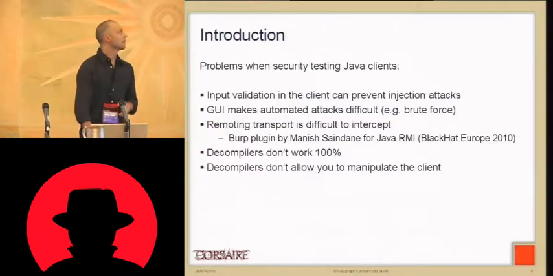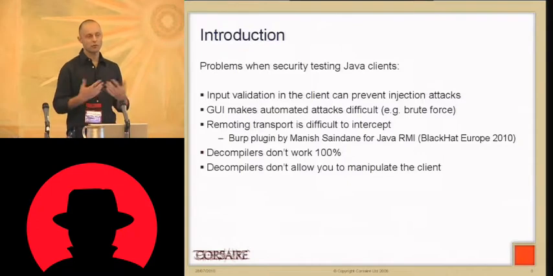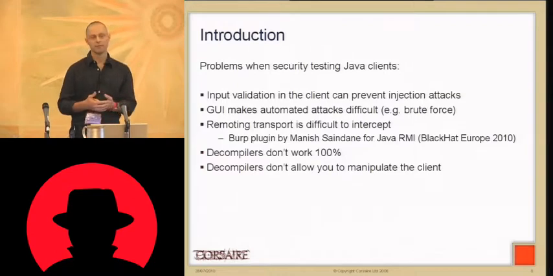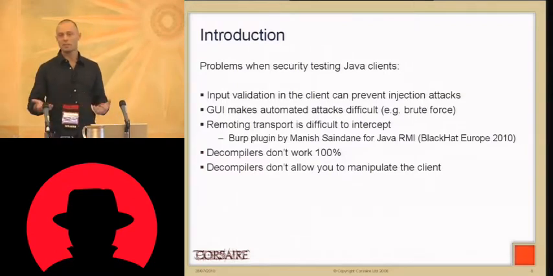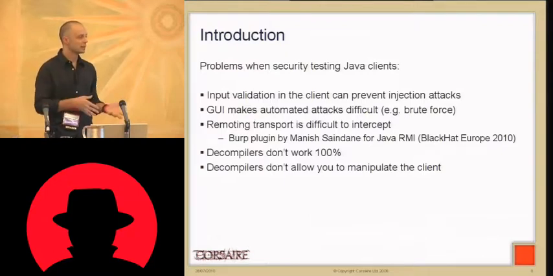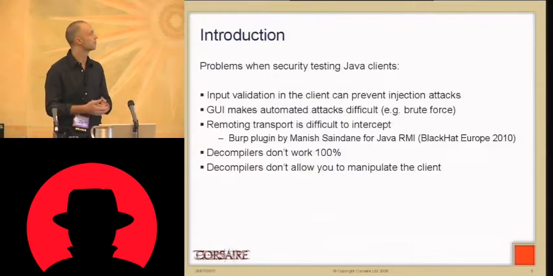So some of the problems when you're doing a security assessment or when you're trying to attack a Java client, some of the issues you can run into are things like input validation. If you are testing a web app, it's really easy to circumvent the input validation. You can just directly manipulate the parameters, no problem. Doing that same thing on a Java client is a lot more difficult because you don't have access to those fields. You don't have access to those methods.